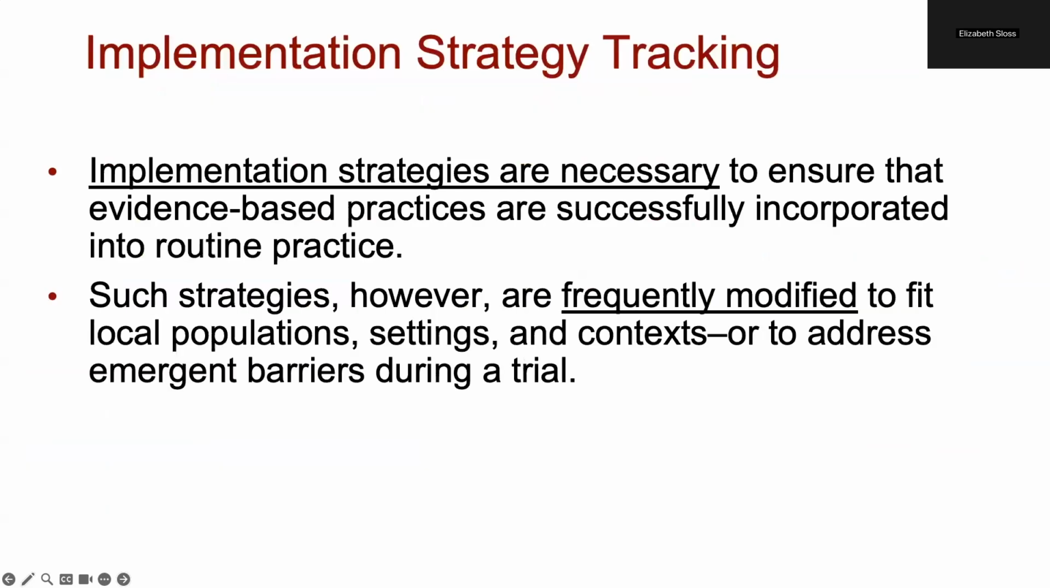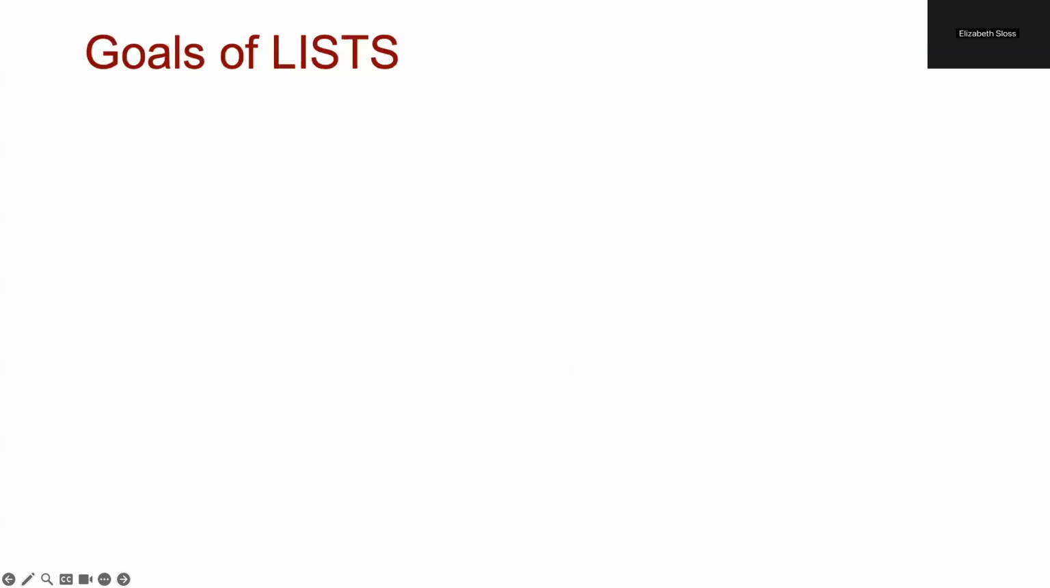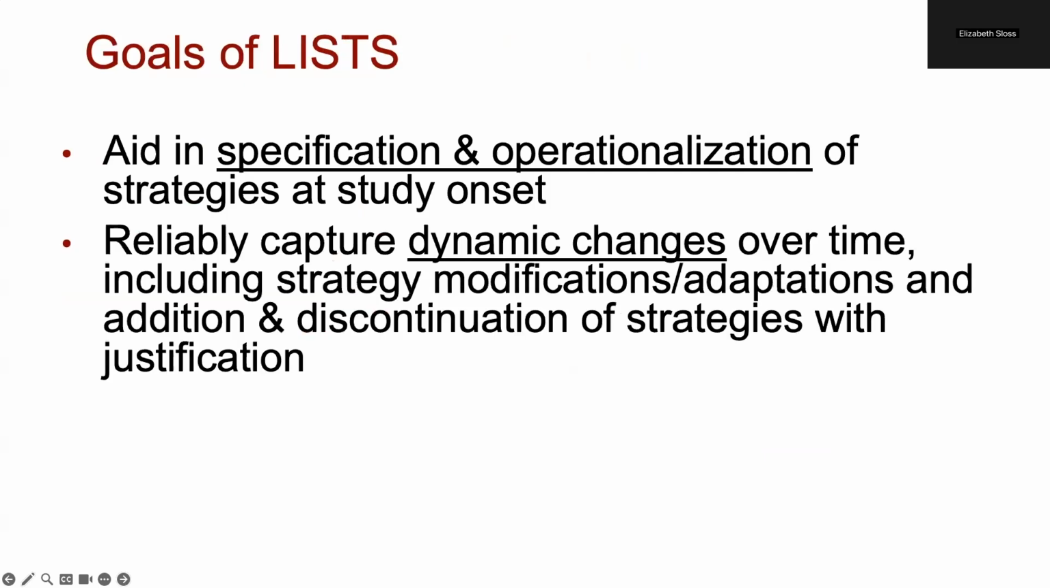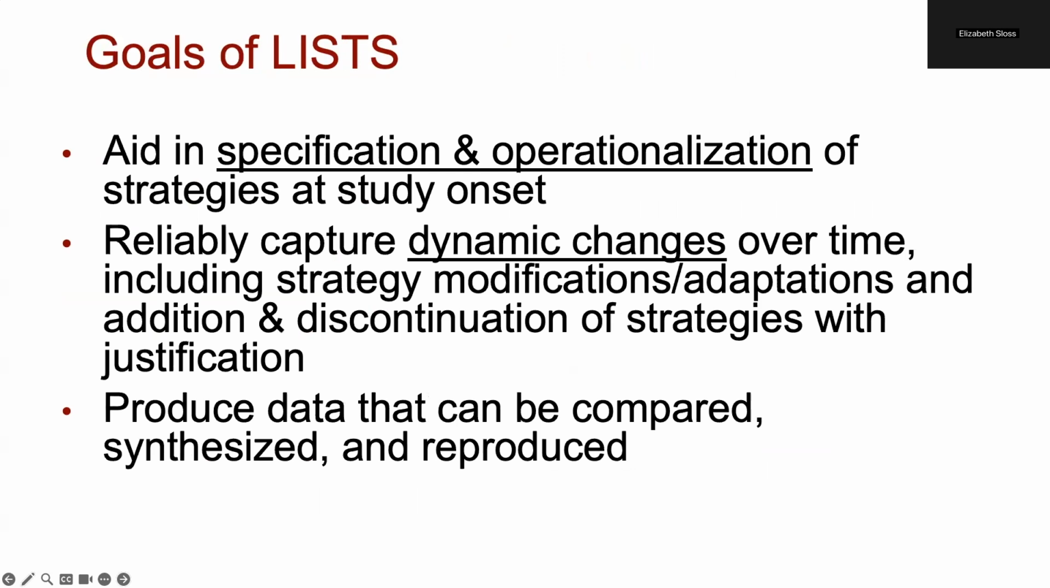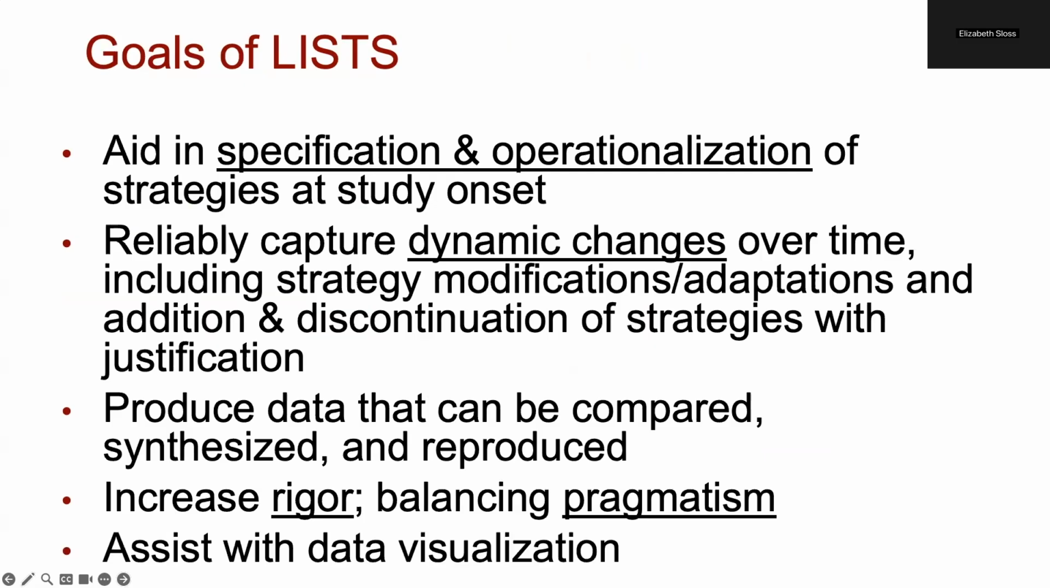I'm going to kind of walk through this. There's a lot of modifications that happen. It really leads to a lot of problems in implementation science, lack of rigor, lack of transparency, and lack of reproducibility, because you can't really replicate all the changes that happen during a trial. So LISTS aids in the specification and operationalization of studies at your study onset, helps you reliably capture dynamic changes over the course of time. It can produce data that can be compared, synthesized, or reproduced. You can do sensitivity analyses, like if this didn't happen, or if this did happen, this is how the outcome would have changed. It can also increase rigor while balancing pragmatism.